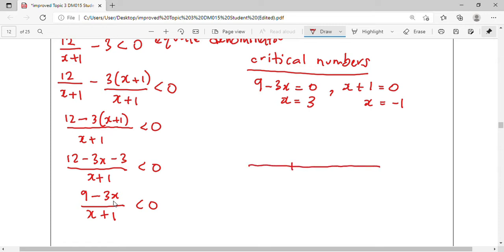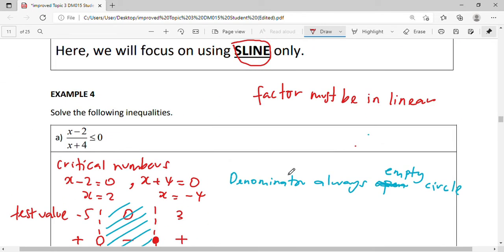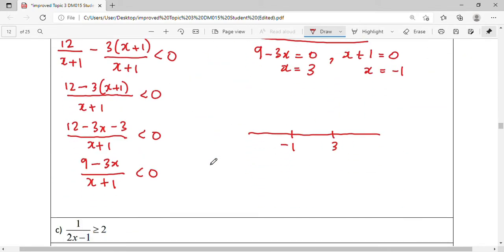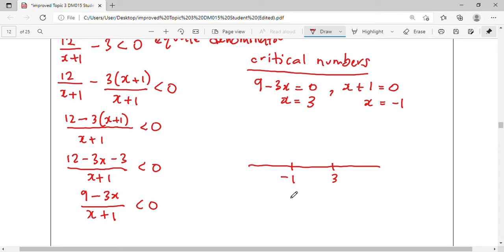So there are two critical numbers here. So who should be on the left? Negative 1, because it is smaller than 3. So 3 will be on the right. Now what is the type of circle above negative 1 and 3? As we know, for the denominator, always an empty circle. So we refer back to our notes. So that means for x plus 1, for negative 1, it is an empty circle, right?